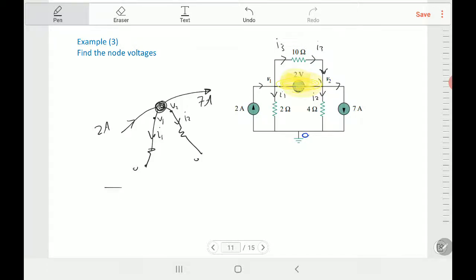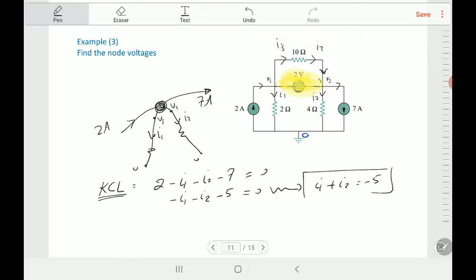For what I'm doing, I'm writing Kirchhoff current law. I have only one node. So 2 is input. I1 is output. I2 is output. 7 is output is equal 0. So I have minus I1 minus I2 minus 5 is equal 0. I just make it I1 plus I2 is equal minus 5. I have one equation. I have one node.